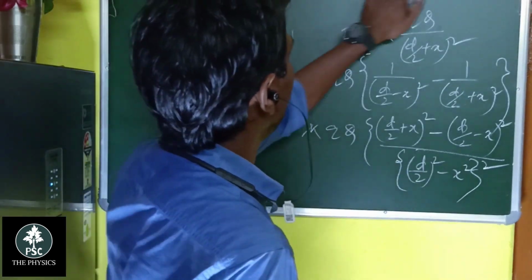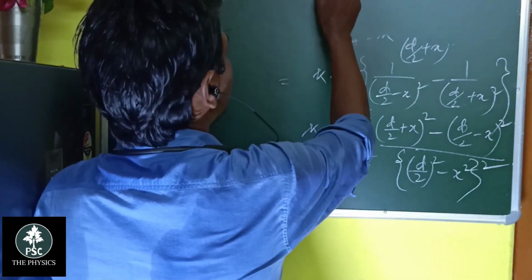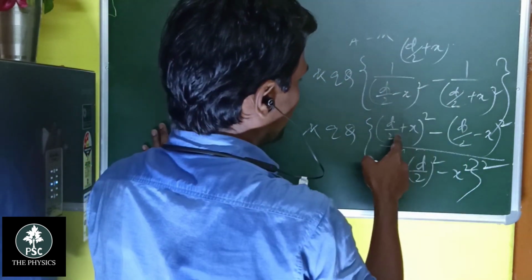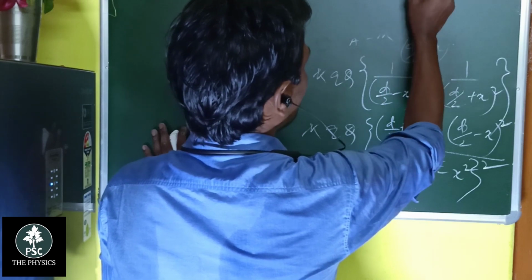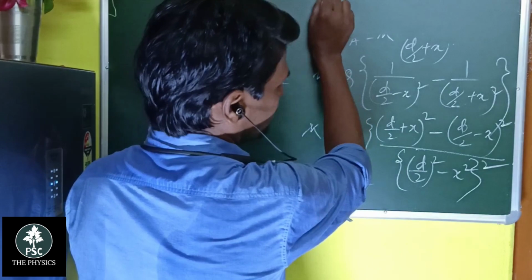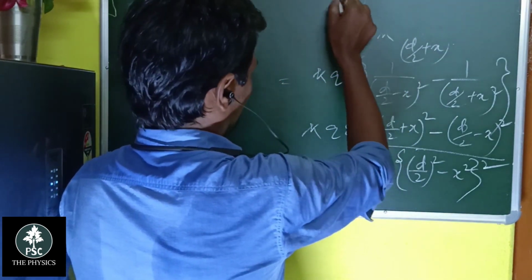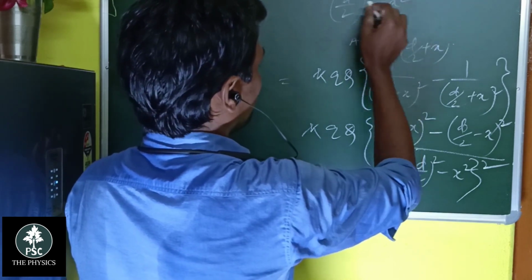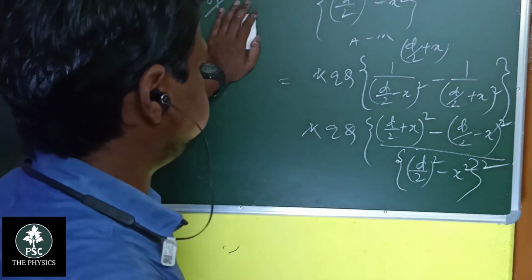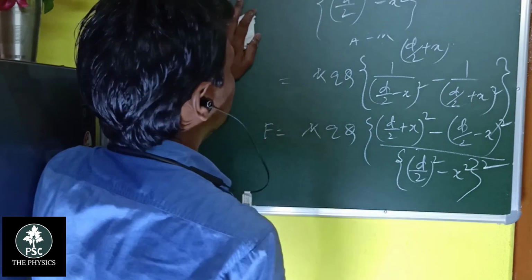So this is a formula. We know that this is a formula: a plus b whole square minus a minus b whole square equals 4AB. So the force is kappa small q capital Q into 4AB. AB means d by 2 into x, 4AB, and the denominator is (d by 2) whole square minus x square, and this is also a square. So this is the force experienced by this one.